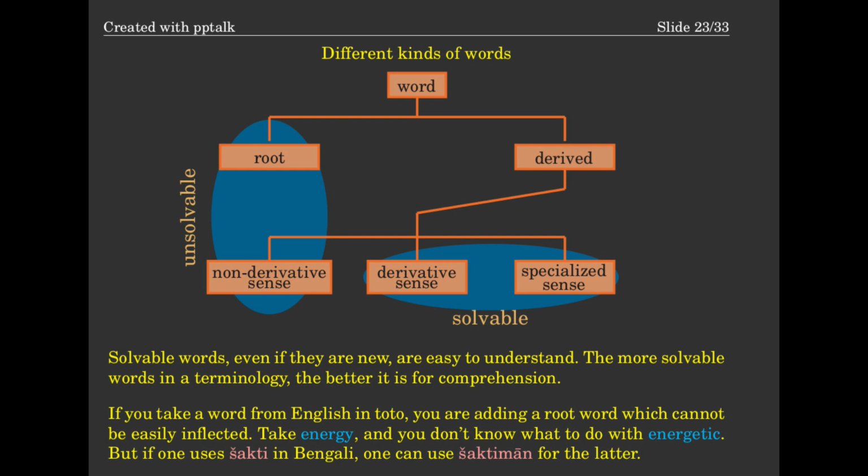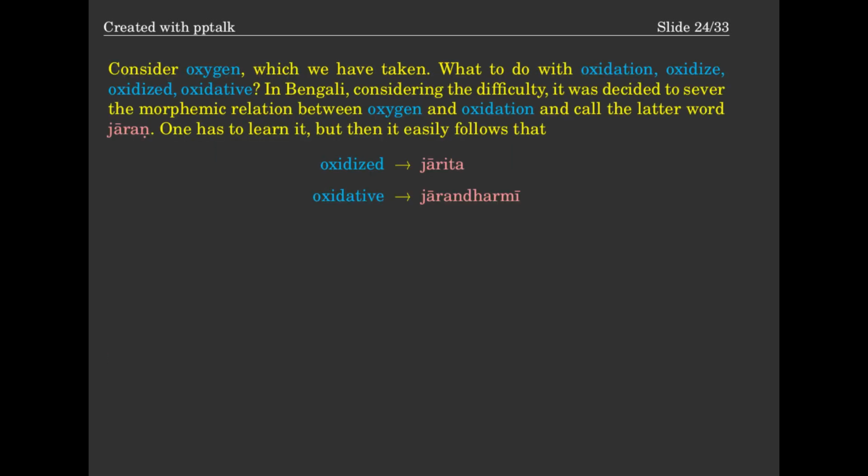If you take a word from English directly, you are adding a root word which cannot be easily inflected. Take energy, and you don't know what to do with energetic. But if one uses Shakti in Bengali, one can use Shaktiman for energetic. Consider oxygen, which we have taken, of course. But now what to do with oxidation? Oxidize, oxidized, oxidative.